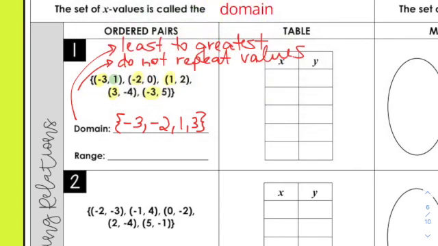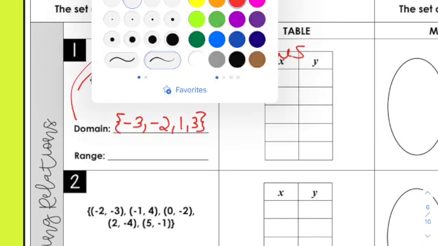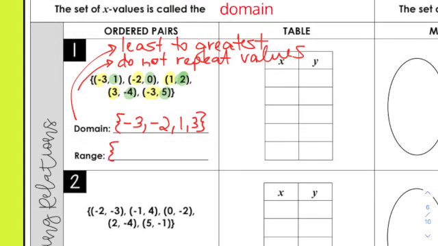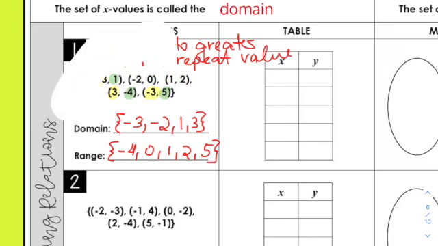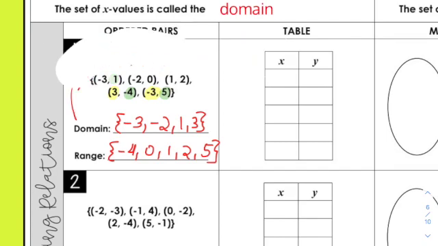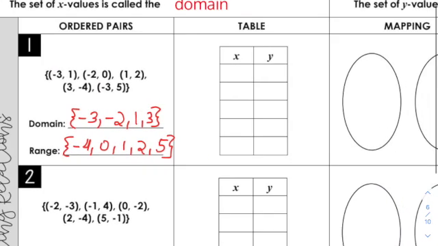Range, same idea. So let's take a look at the y values. We have 1, 0, 2, negative 4, and 5. In this case, nobody repeats. Our smallest one would be negative 4, then 0, 1, 2, and 5. So we got our domain and range for this relation. I sometimes say function, but right now we're only studying relations, so it's all relations.